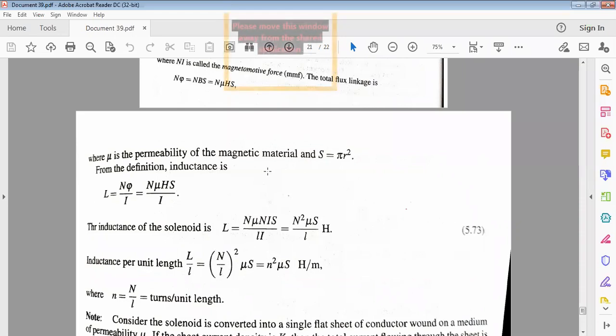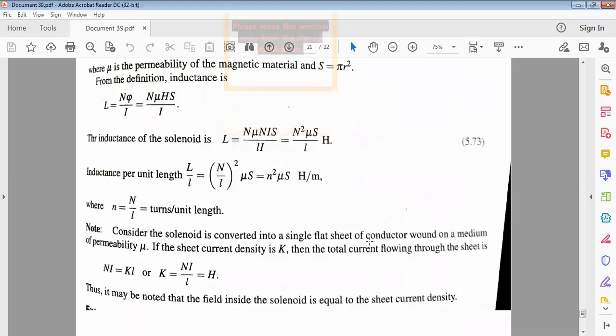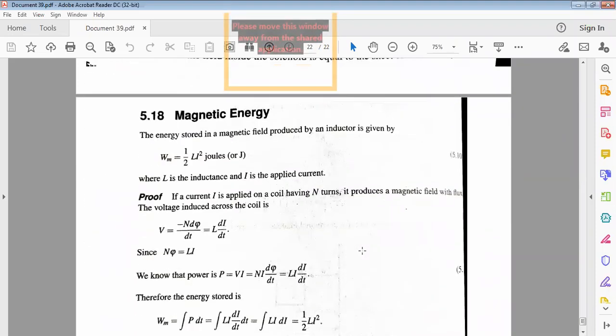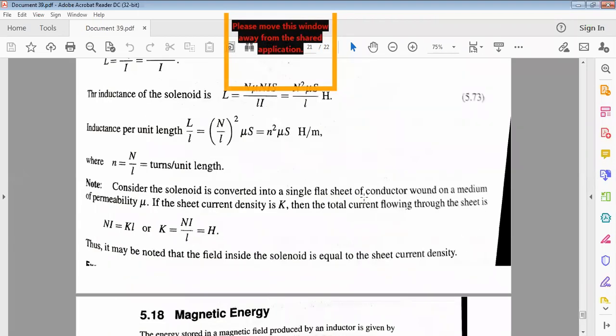The magnetomotive force N I by L. So N into N is N square, mu S by L. I cancels. So inductance per unit length, L by small l, equals small n square times mu S. Of course, this is not required. The important expression is L equals N square into mu S by L. Remember that relation only. That's all about the inductance of the solenoid. It's very simple.